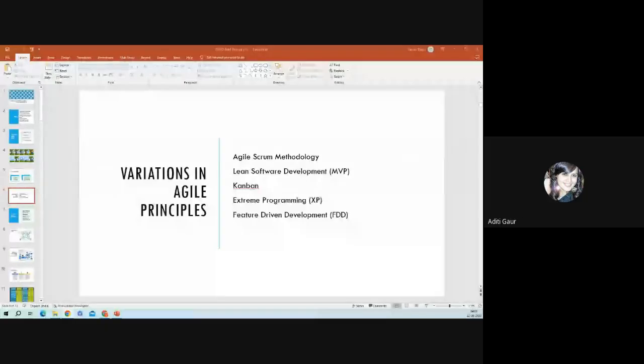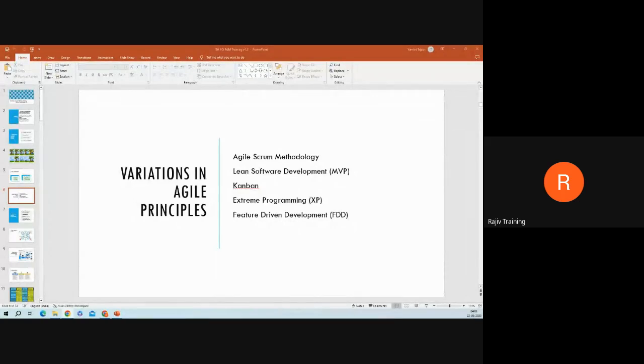See the screen? Are you able to see my screen? Yes, it's projected now. Okay, fine, sure.